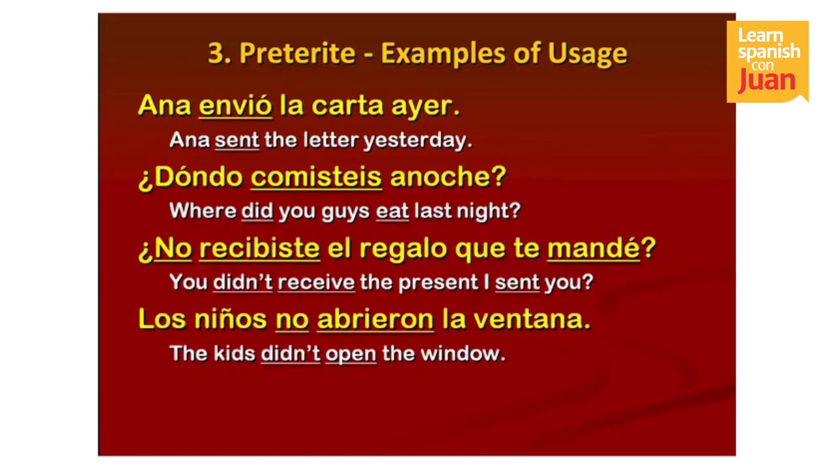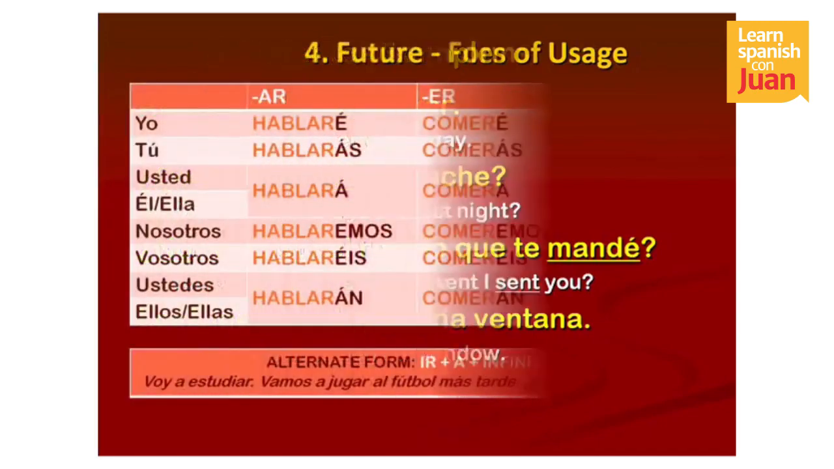Los niños no abrieron la ventana. Again, those forms are on the previous slide if you want to verify. The kids didn't open the window. You can see then from these examples that we're using the preterite as opposed to the imperfect to narrate actions or to say that an action was or was not completed in the past.